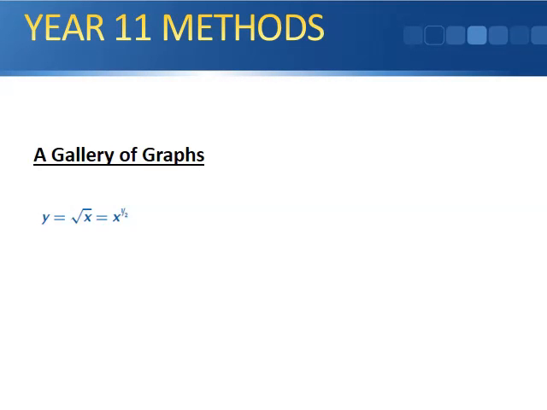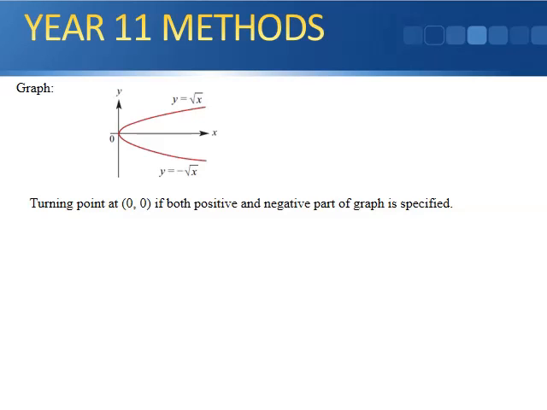Okay, today we're looking at x to a half, or the square root of x. The graph of this one, if we have both the positive and the negative, looks like this. So this one is the positive part, that's above the x-axis, and below the x-axis is the negative part. The turning point is at 0, 0.